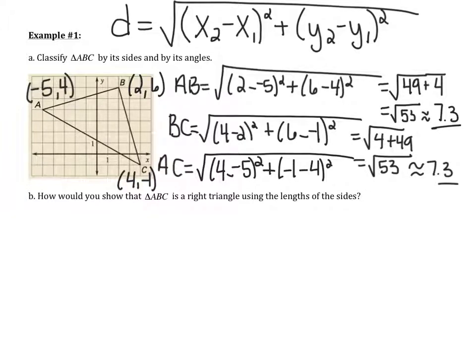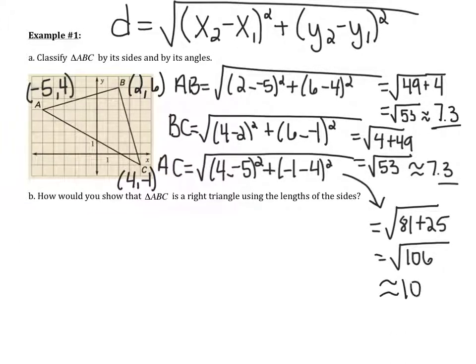So 4 minus -5, I'm kind of running out of room, so I'm going to put it down here. 4 minus -5 is 9. 9 squared is 81. -1 minus 4 is -5, and -5 squared is 25. So if I add those together, I get the square root of 106. To find a decimal approximation in my calculator, I get about 10.3.